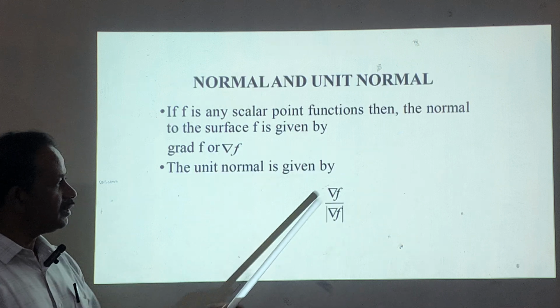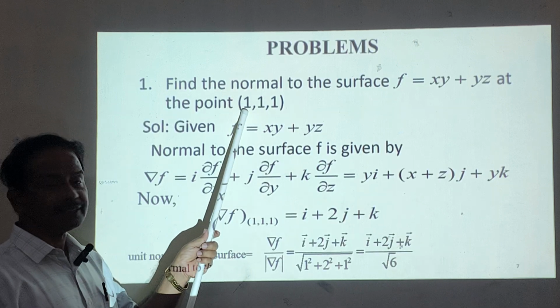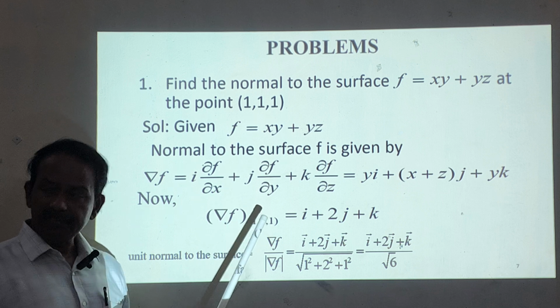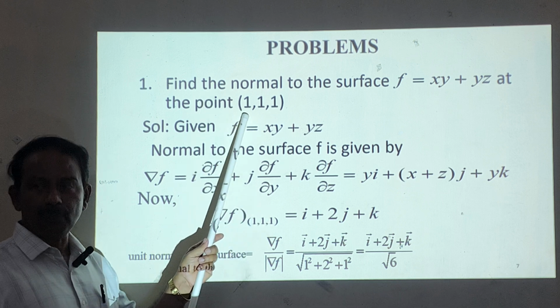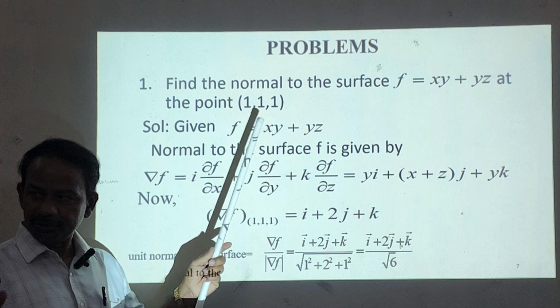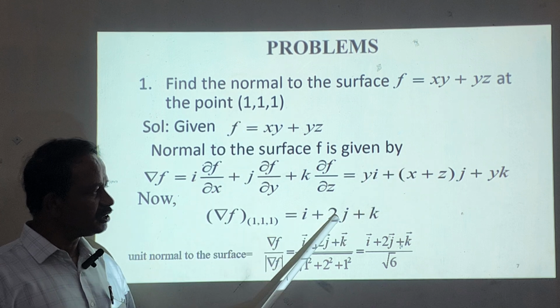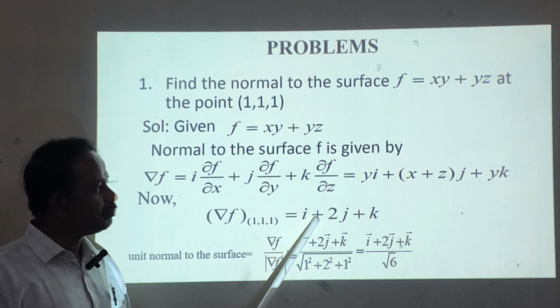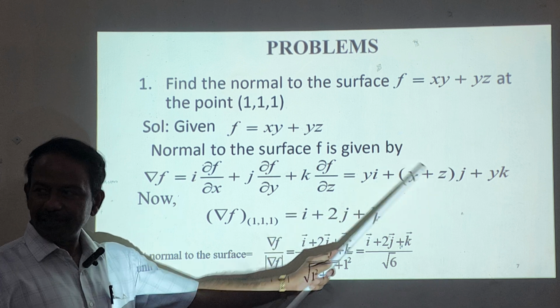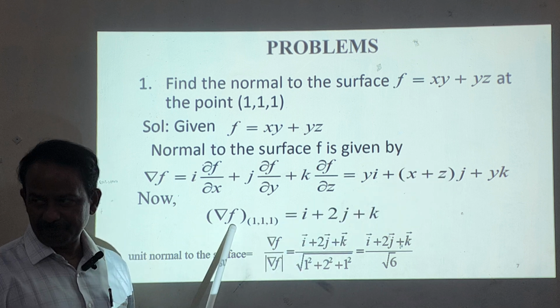What is the formula? Del f by mod del f. So del f at the point, it's given at the point (1, 1, 1). Wherever you find x, you have to substitute 1. Wherever you find y, you have to substitute 1. Wherever you find z, you have to substitute 1. So i plus (1 plus 1) j, that will give you 2j, plus k. So that is nothing but your del f.